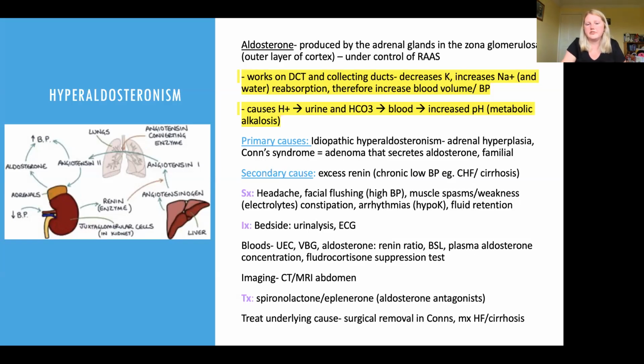And we can trial a fludrocortisone suppression test, which if it's at the level of the adrenal gland being the problem, this generally won't suppress its impact on aldosterone levels. However, if it's coming from up high, this can do so. We can also do imaging of the abdomen to look for things like the adenoma, such as Conn syndrome. And to treat it, we use antagonists of aldosterone, which are spironolactone and eplerenone, and obviously remove the cause, which in this case is most likely the adenoma.